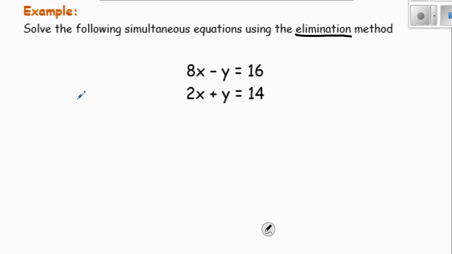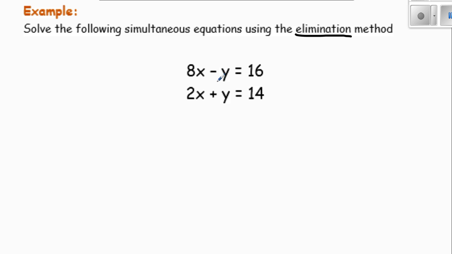What we need to decide first is, to do elimination, you're going to either add one equation to the other or subtract one equation from the other. So you've got to decide first of all, are you going to add or subtract? You might also need to, like say 8x and 2x, if you were to eliminate the x, you would have to multiply the entire bottom equation by 4, so that when you subtract 8x minus 8x, it would become 8x minus 4x minus y minus 4. So when you multiply the bottom one by 4, it would be 8x plus 4y equals 56.